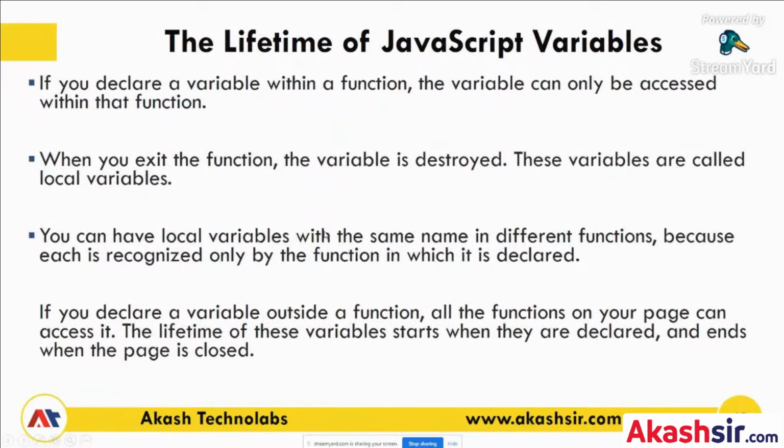Then the lifetime of JavaScript variables. Let's say you declare a variable within a function, the variable can only be accessed within that function. When you exit the function, the variable is destroyed, and this variable is called a local variable. You can use a local variable with the same name in a different function because each one is recognized by the function in which it is declared. If you declare a variable outside of the function, then we have to define it as a global variable.